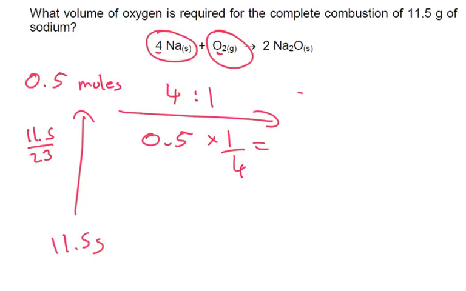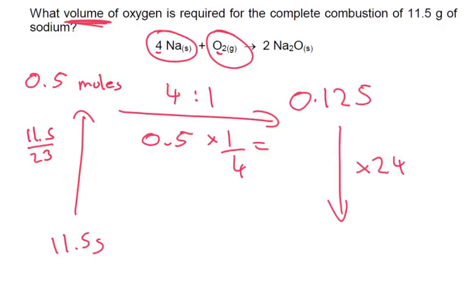So we have got 0.125 moles of oxygen, and then the question is looking for a volume, so we're going to do our little trick of timesing by 24. So times this by 24, and we get 3 decimeters cubed. There we go, that's our final answer.